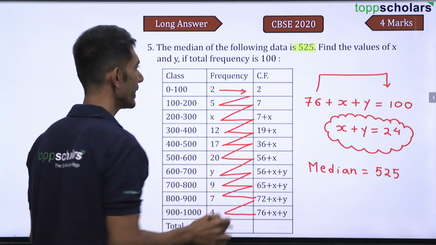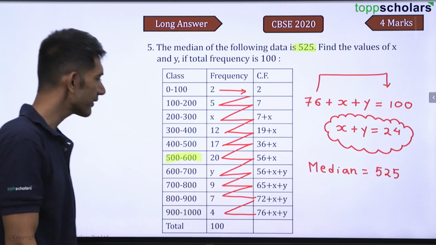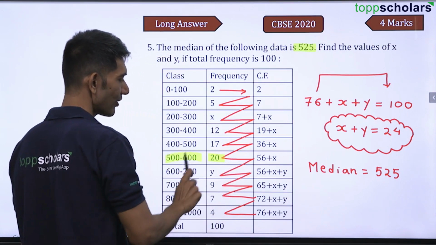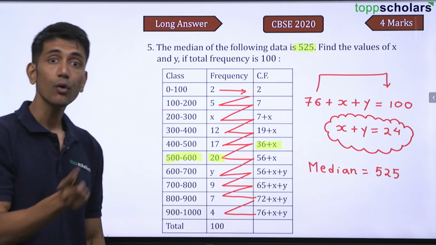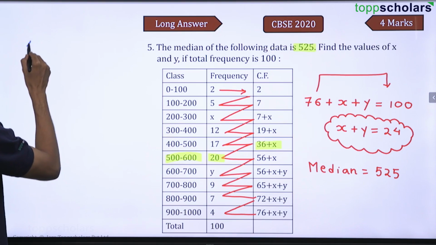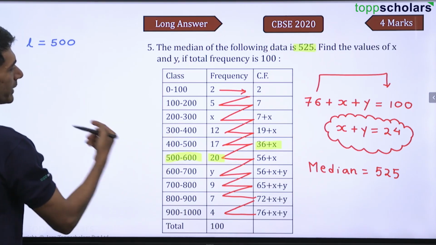Now tell me, 525 lies where? Can I say it lies between 500 and 600? So that is our median class. This is our frequency of the median class and this is the CF. CF is always preceding, remember. Can I say my L is 500, that is the lower limit of the median class?